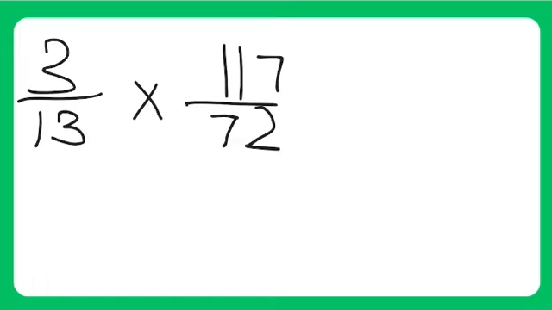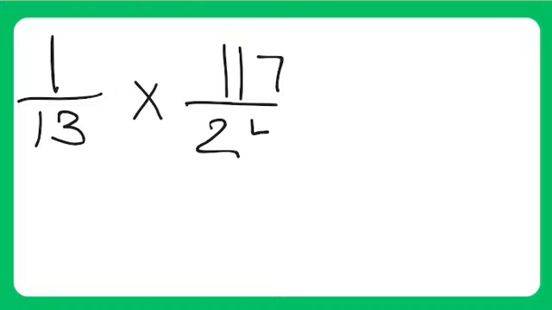So now over here we have 3 and 72. Both are divisible by 3, so we can divide 3 by 3. When you divide a number by itself, you get 1. And over here 72 divided by 3 will give us 24. Now this is our new question, but there is one more place where we can divide. You can divide 13 by 13 to get 1, and 117 by 13 to get 9.